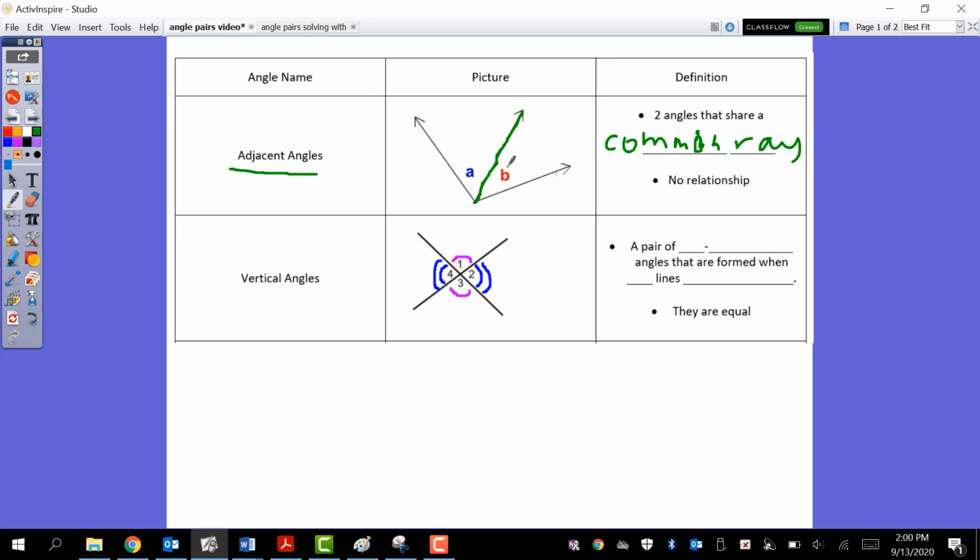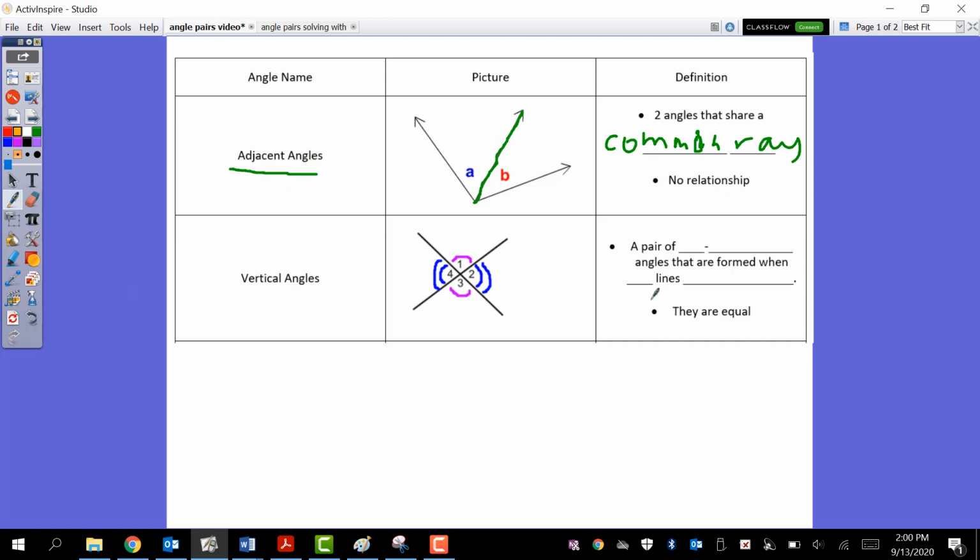So there is no relationship. Just because I know what angle A is does not mean that if I know angle A and B are adjacent, I know angle B. Are they equal or do they add up to something? I don't know that. So it's useful that they're next to each other, but there is no relationship, so that's not super helpful for us. So that's our first one, adjacent angles.